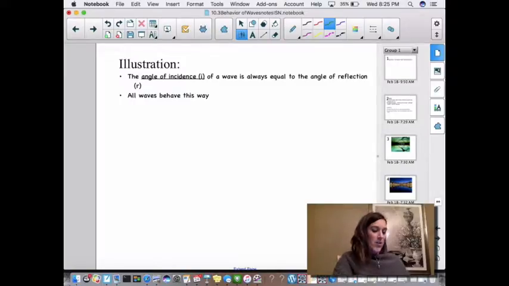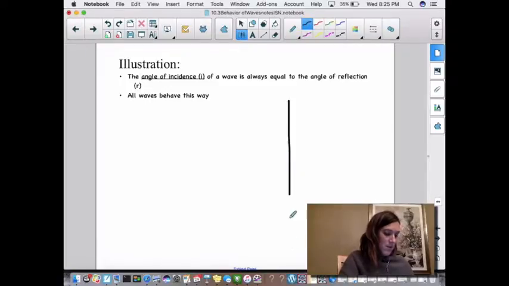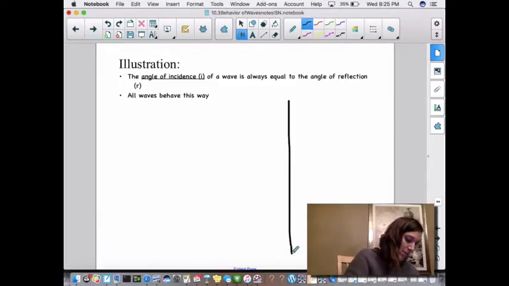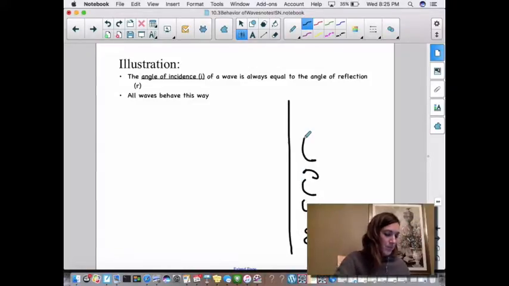All right, so the illustration that you're going to be doing, you're going to create a line that represents the mirror. Okay, looking at the information that I have here, it says the angle of incidence of a wave is always equal to the angle of reflection.